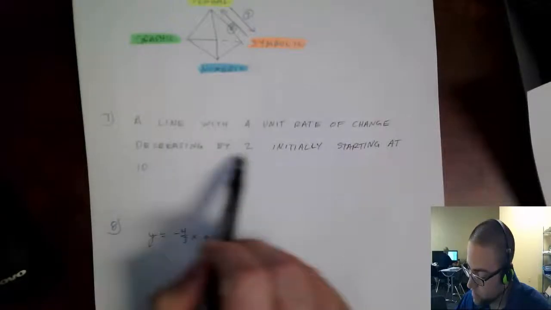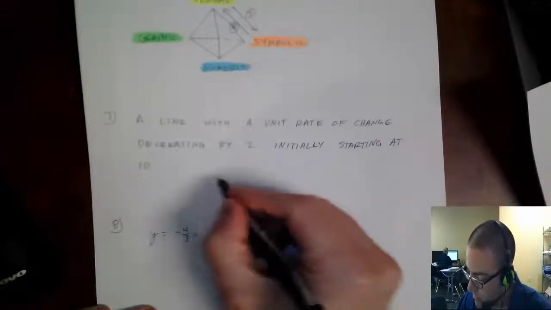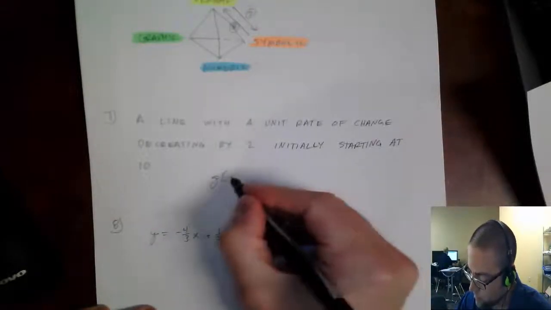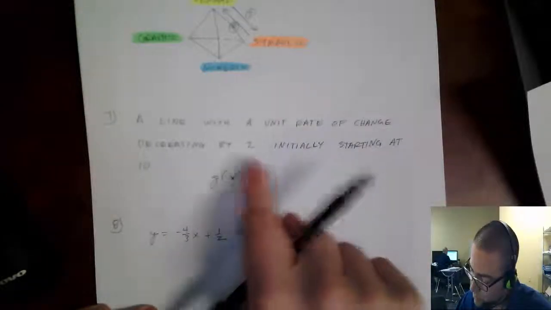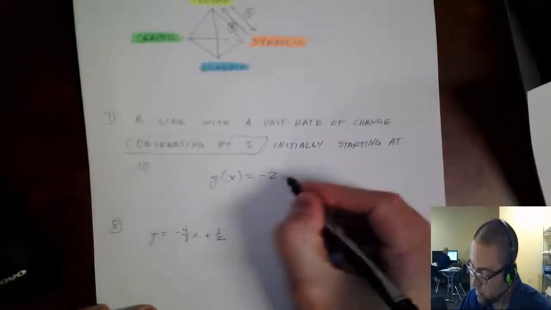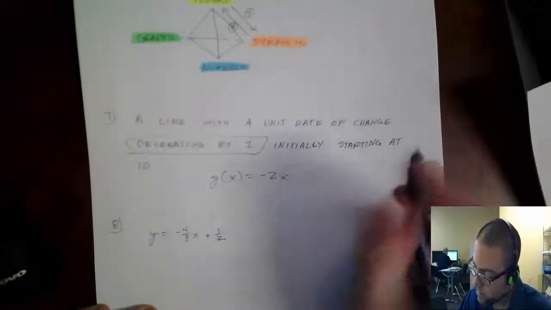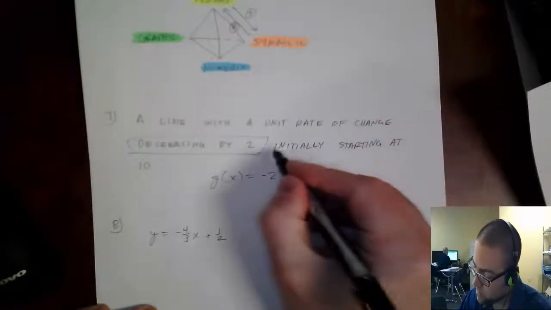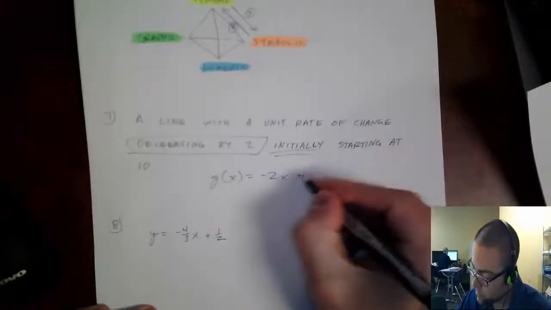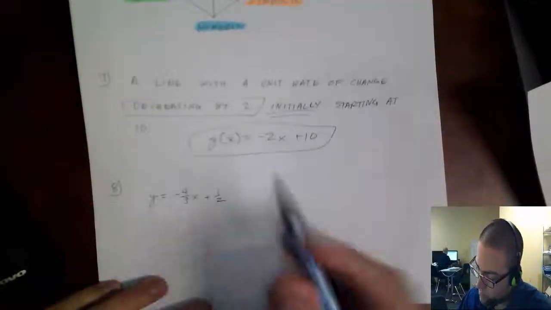Alright. A line with unit rate of change decreasing by 2, initially starting at 10. So we want to go from the verbal description to the symbolic. So how about we make my function g of x. The unit rate of change is decreasing by 2. That means negative 2 is my unit rate of change, times x, initially starting at 10, so plus 10. That's it.